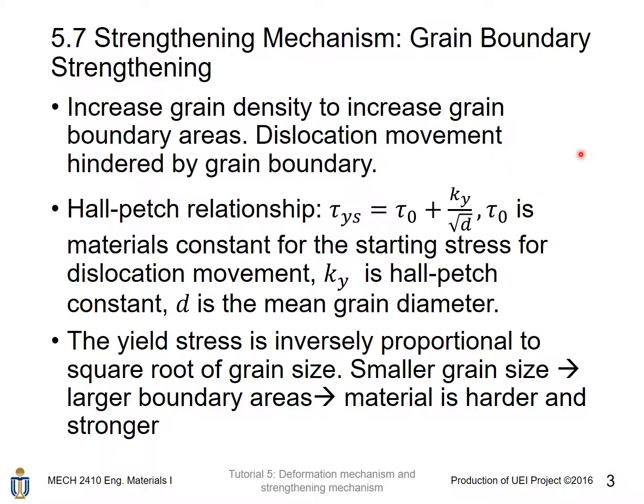This term is the material's constant for starting stress for dislocation movement. Ky is a constant. D is the mean grain diameter. And basically this one you can consider as a new strength value or new material constant if there is an increase of the grain numbers. That means the yield stress is inversely proportional to the square root of the grain size. For smaller grain size, there are larger boundary areas. For larger boundary areas, the material is harder and stronger.